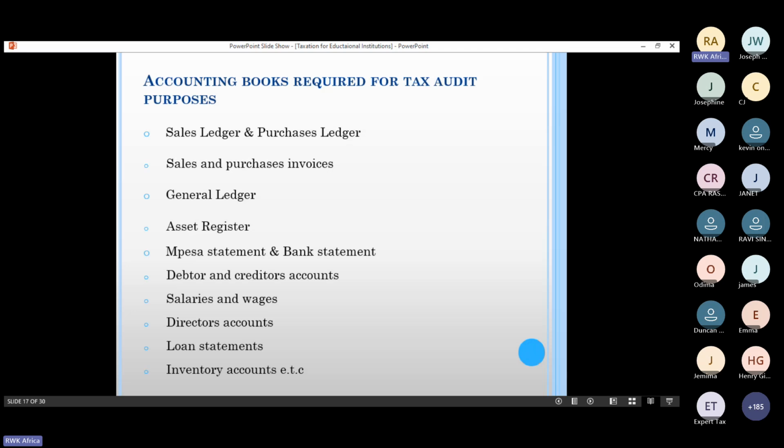Then loan statement and inventory accounts. In case you maintain inventory in your institution, have the inventory accounts to support the inventory that you have declared at the end of the year.